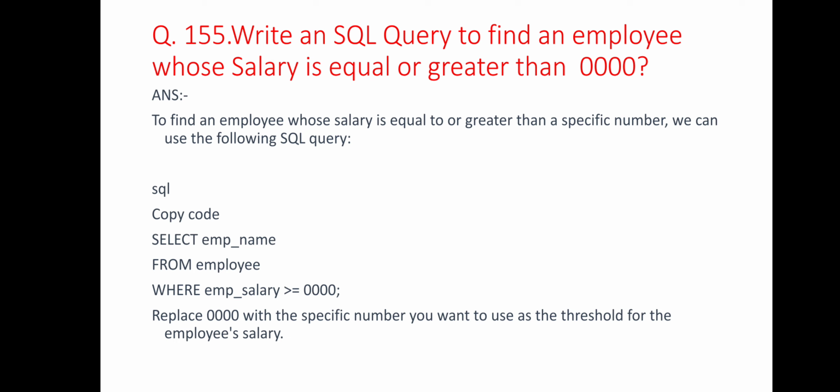Question number 155. Write an SQL query to find an employee whose salary is equal to or greater than a given amount. To find an employee whose salary is equal to or greater than a specific number, we can use the following SQL query. SELECT emp_name FROM employee WHERE emp_salary >= 0000. Replace it with the specific number you want to use as a threshold for the employee's salary. If you want to use another threshold, like employees whose salary is greater than 10,000, then you can write 10,000 in place of the zeros.